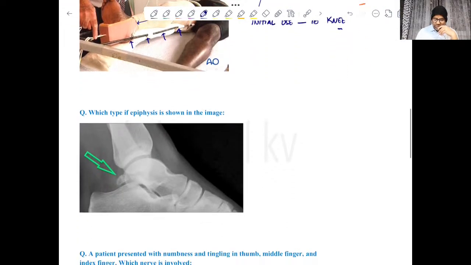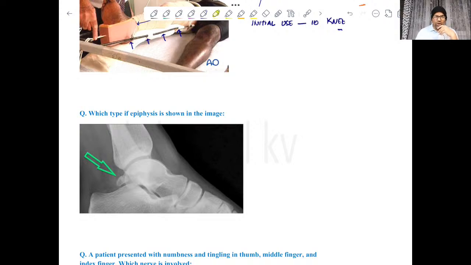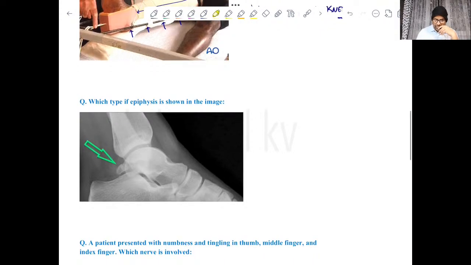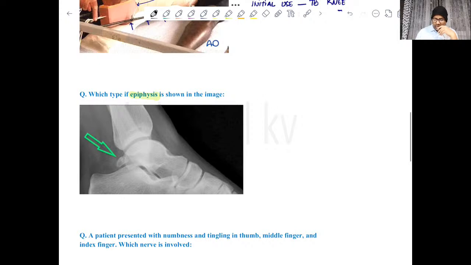Then there was one question which was actually not from orthopedics as such, but based on an anatomical concept. It was an X-ray of the lower limb with a pointer, and the question was which type of epiphysis is shown in the image. When we discuss epiphysis, we usually discuss four types. One is the atavistic, the second is the traction, the third is pressure epiphysis, and the fourth is aberrant epiphysis.